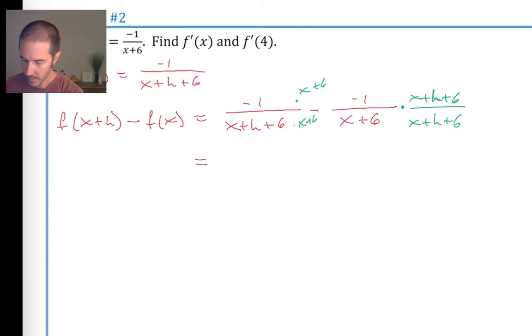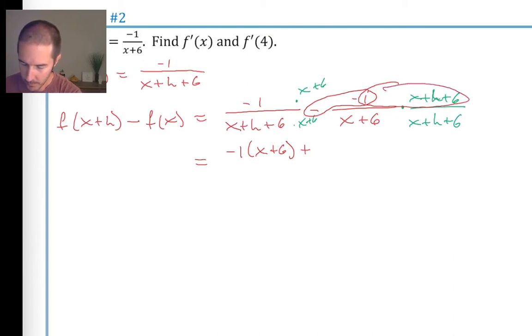The result of that multiplication will be -1 times that introduction of the x plus 6, and then we have a double negative that's happening here. We're subtracting a negative, so I'm going to turn that into a plus sign, and then the 1 times the x plus h plus 6 gives us those subsequent three terms, and then we're dividing all of that by our common denominator, x plus h plus 6 times x plus 6.